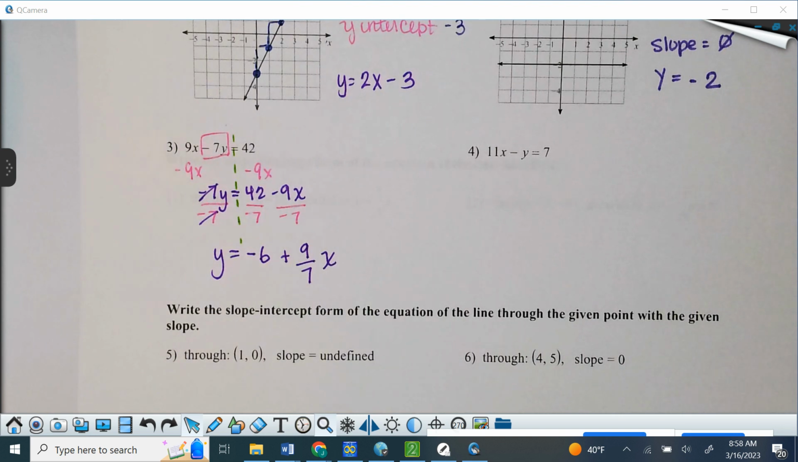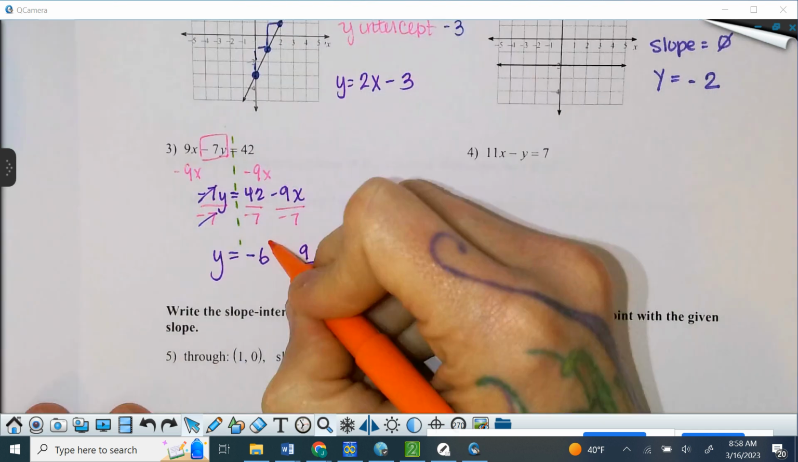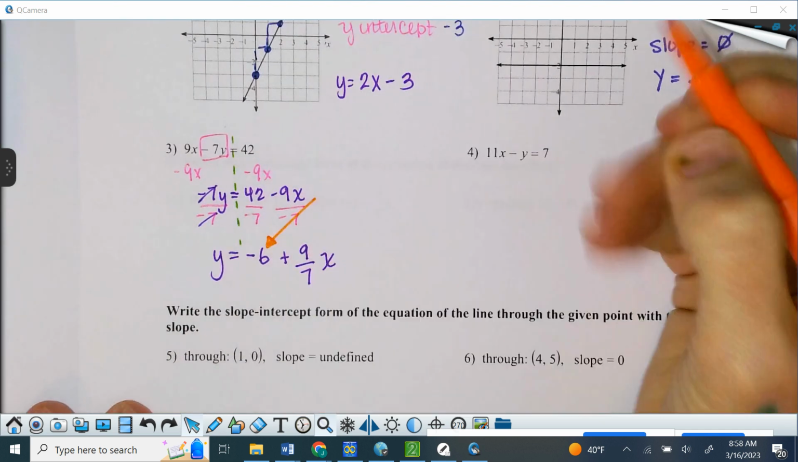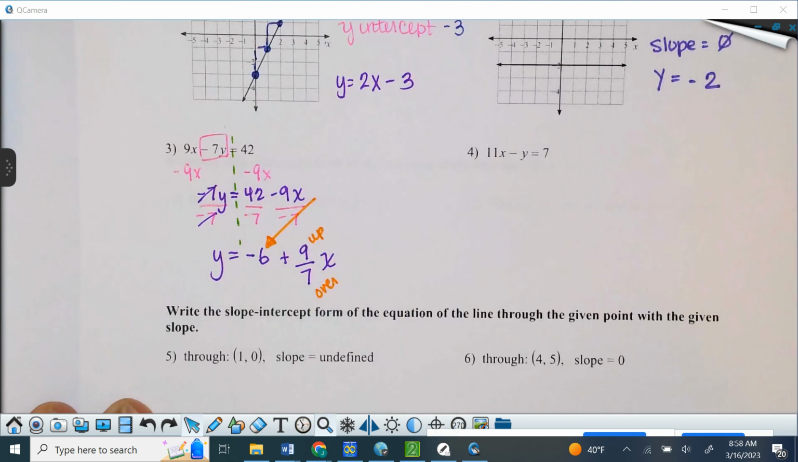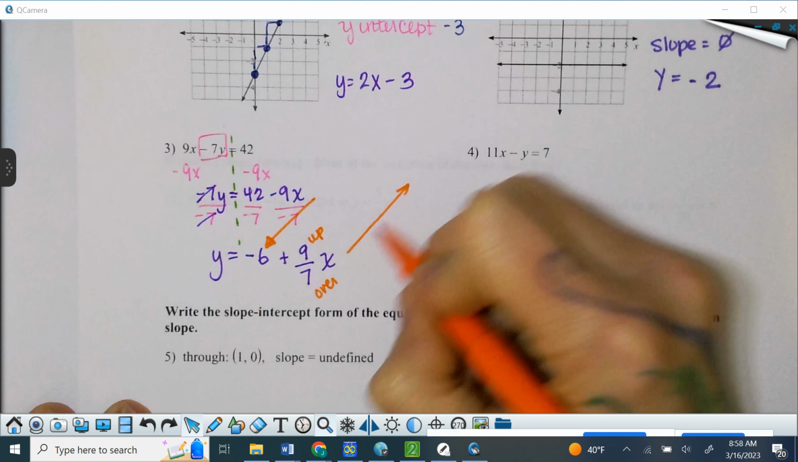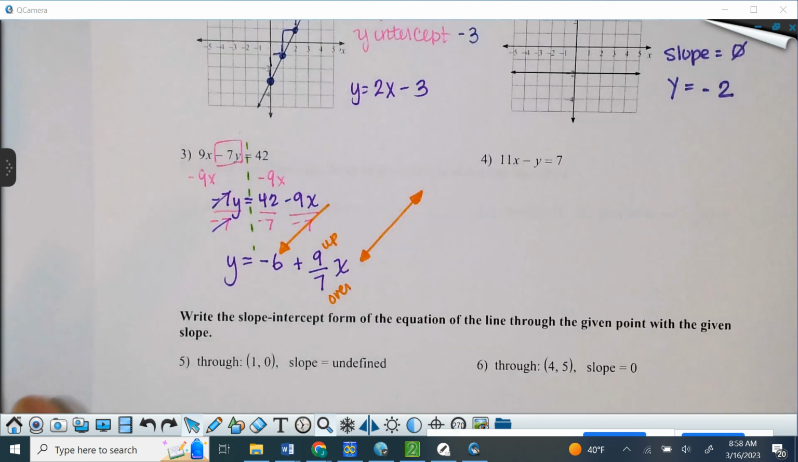So if you had to go graph this on a piece of paper or on a piece of graph paper, you would start at -6 on your y-axis, then you would count up 9 and over 7. This line should be increasing, reading left to right, because that's a positive 9 over 7 slope.